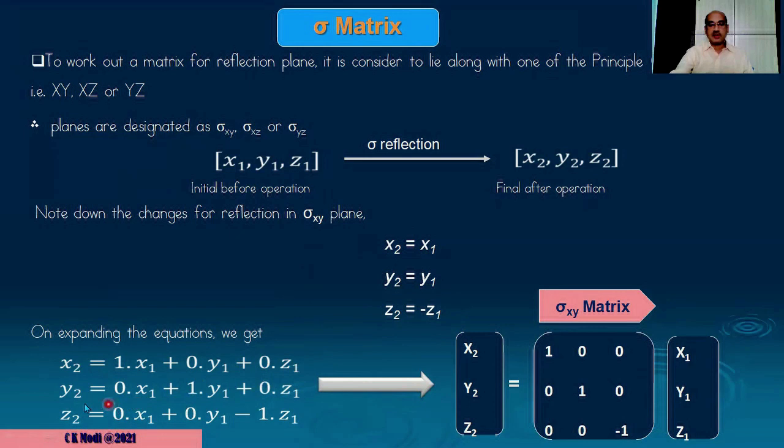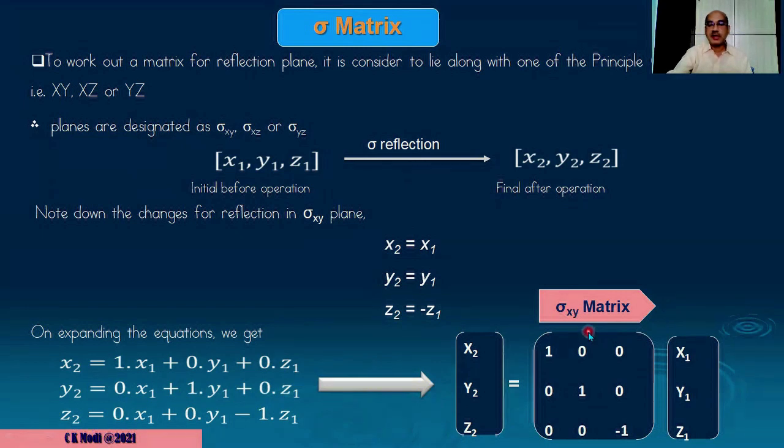So 1 x1 plus 0 y1 plus 0 z1. Same way, y2 is equal to 0 x1 plus 1 y1 plus 0 z1. However, z2 is equal to minus z1. So z2 is equal to 0 x1 plus 0 y1 minus z1. Therefore 1 0 0, 0 1 0, 0 0 minus 1. So the sigma xy matrix value is equal to 1 0 0, 0 1 0, 0 0 minus 1.